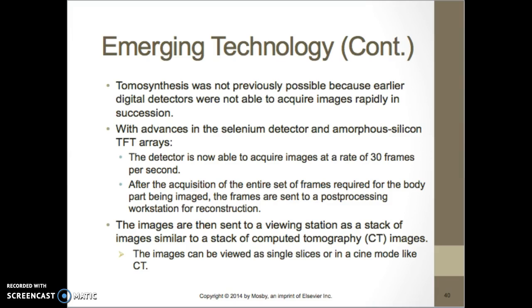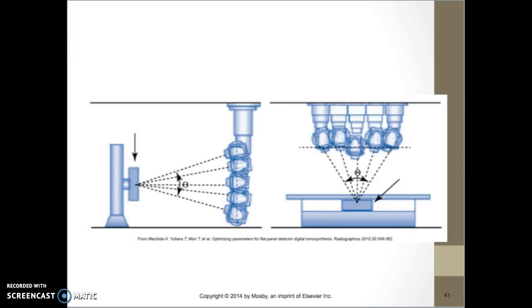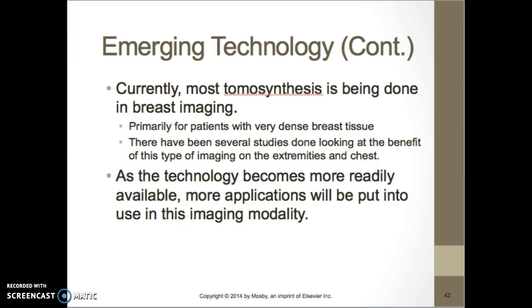The images are then sent to the viewing station as a stack of images similar to the stack that we see on CT images. The images can be viewed as a single slice or in a cone mode like in CT. So this is how it works. It has a fulcrum, so you can see here that the tube moves and we can see multiple images in your fulcrum.